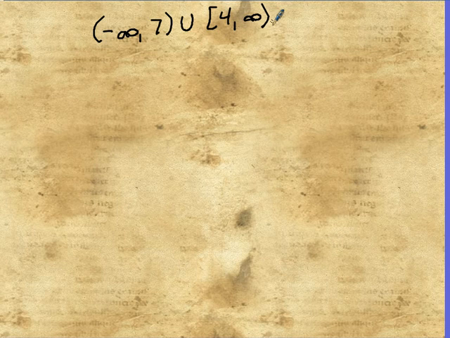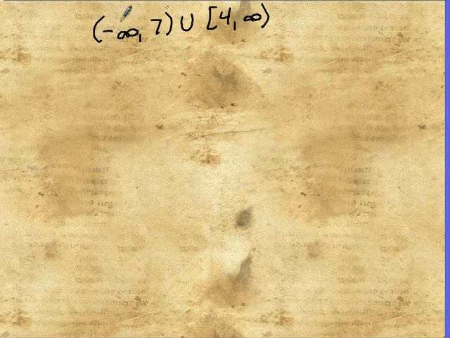All of them. Okay? If you took all the numbers from negative infinity to 7, and then all the numbers from 4 to infinity, that's every number. Okay? Some numbers you even have duplicates. We don't care about duplicates. Just don't even worry about duplicates.